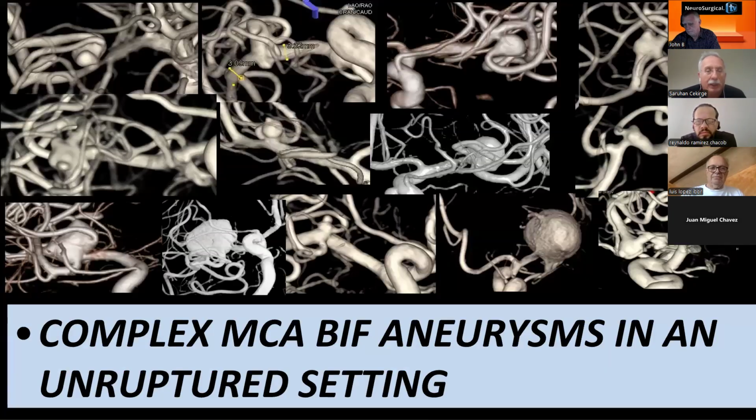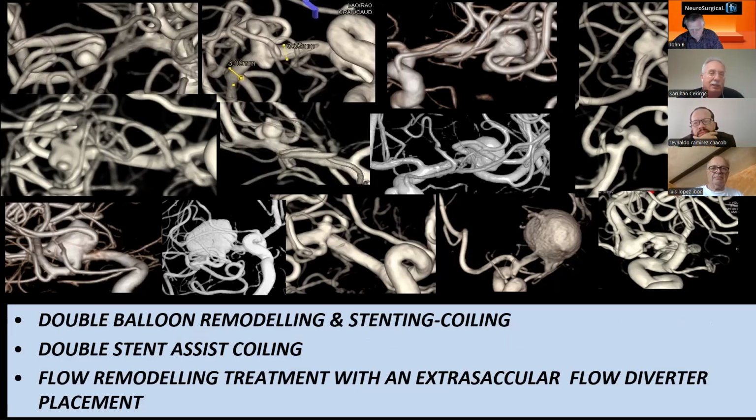So what are complex MCA bifurcation aneurysms in the unruptured setting? I will divide it into two settings, unruptured and ruptured. In the unruptured setting, complex aneurysms basically means that both trunks, or sometimes three trunks, are coming off the aneurysm sac. So they used to be complex surgical cases.